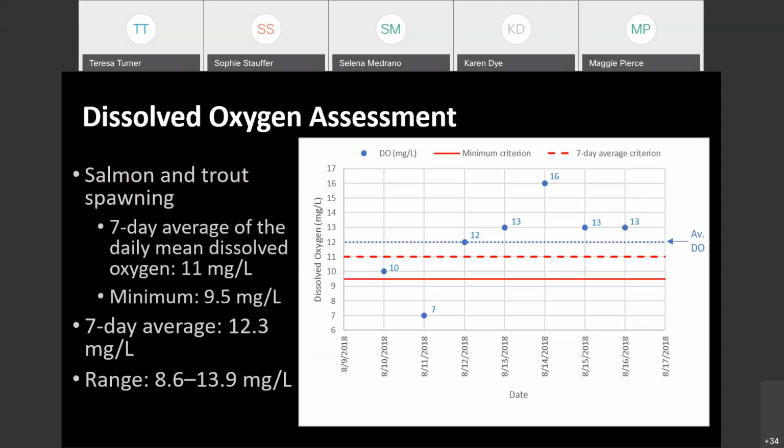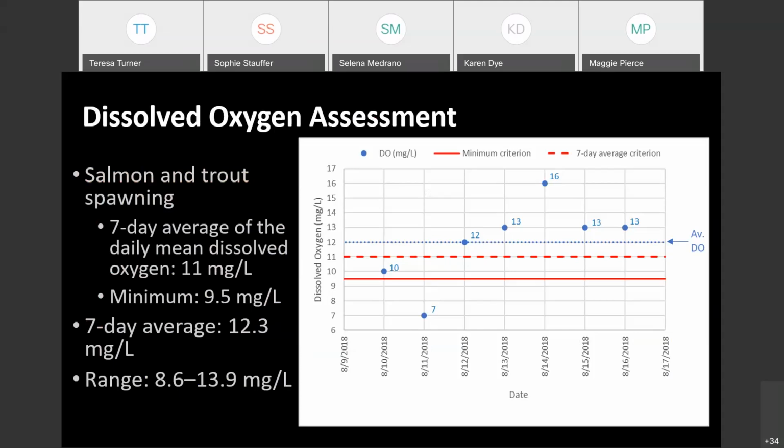That one meets. But then we can also see that on August 11th, the 7 milligrams per liter value here dipped below this 9.5 instantaneous minimum. So that's a problem. Without any sort of acceptable exceedance frequency, even though the 7-day average is meeting, this instantaneous minimum is not. So this water body would likely be impaired for dissolved oxygen unless they had some sort of acceptable exceedance frequency associated with it.